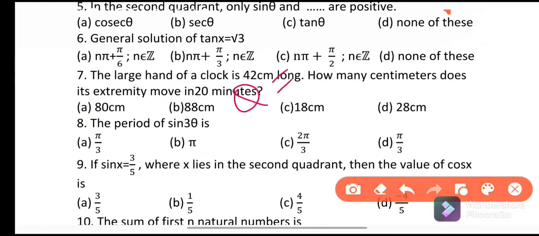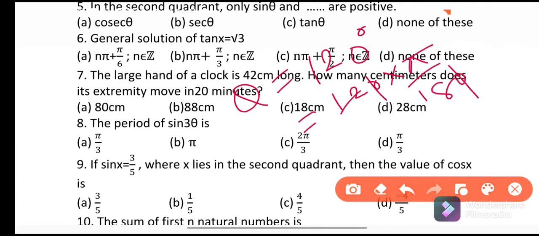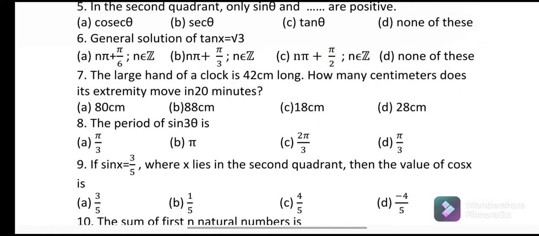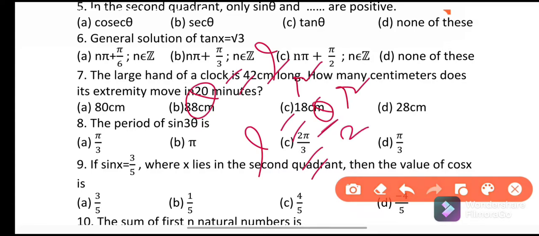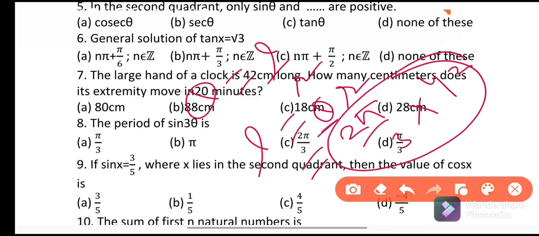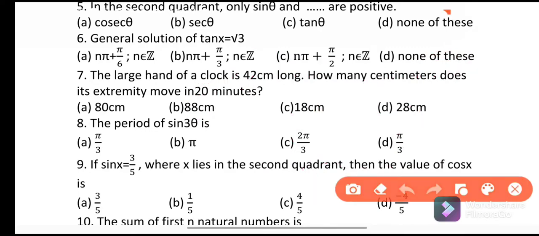So the value of theta is equal to 120 degrees. Now convert this into radians. 120 multiplied by pi by 180, that is 2 pi by 3. Now theta is equal to L over R. L is equal to theta multiplied by R, and theta is equal to 2 pi by 3 and R is equal to 42. Now by solving this, we get L is equal to 88 centimeters.